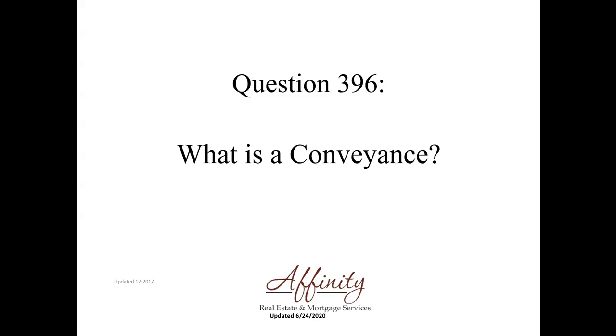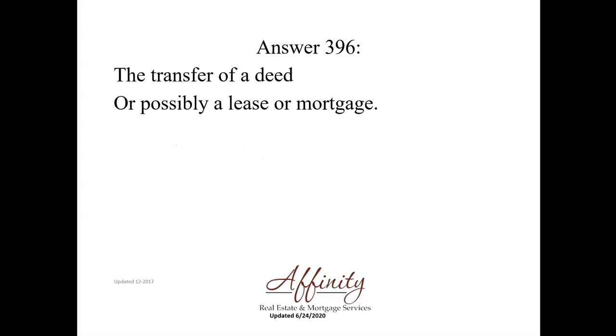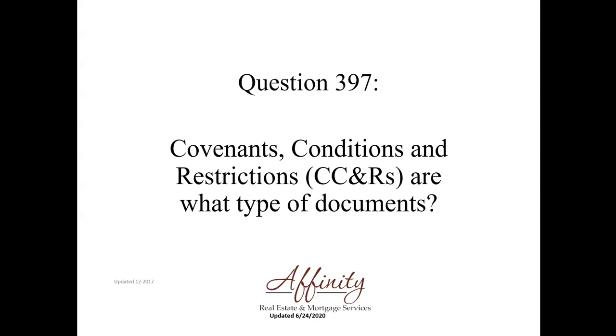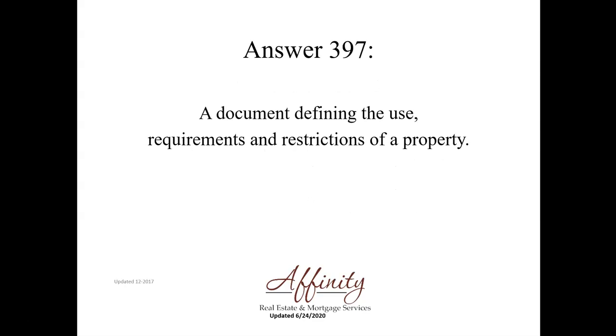Question 396. What is a conveyance? A conveyance is a transfer of deed or possibly a lease or mortgage. Question 397. Covenants, conditions, and restrictions, CC&Rs, are what type of documents? They are considered to be documents defining the use, requirements, and restrictions of a property.